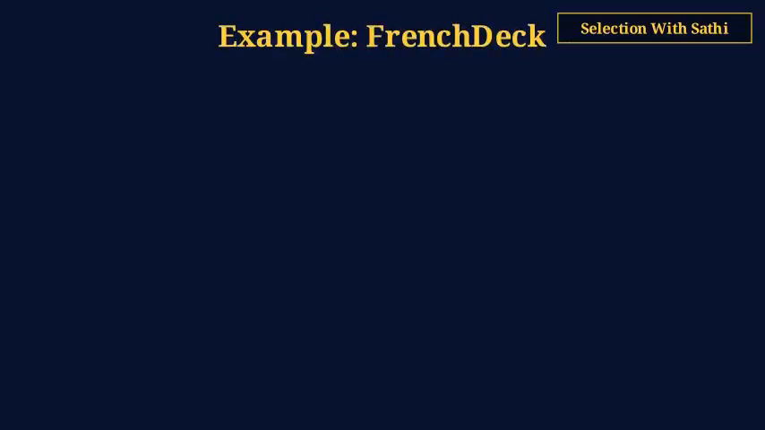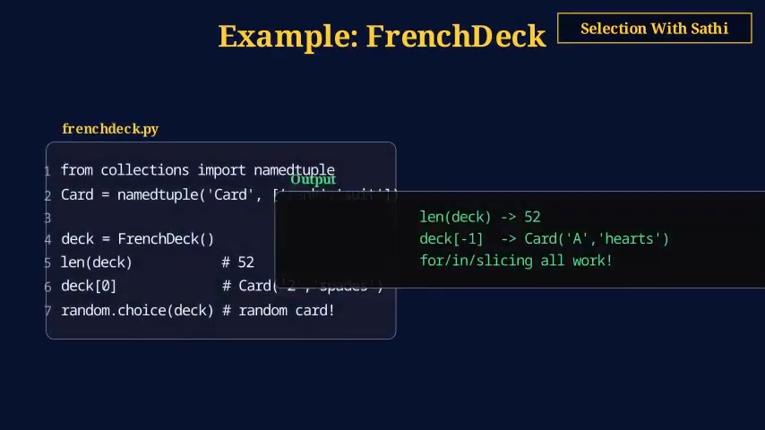The FrenchDeck example from Fluent Python beautifully shows the data model. A card is a namedtuple with rank and suit fields. The FrenchDeck class implements just __len__, returning the length of the internal list, and __getitem__, delegating to that list's bracket operator. With only these two methods, the deck supports len, indexing, random choice, iteration with for loops, slicing, and even the in operator.